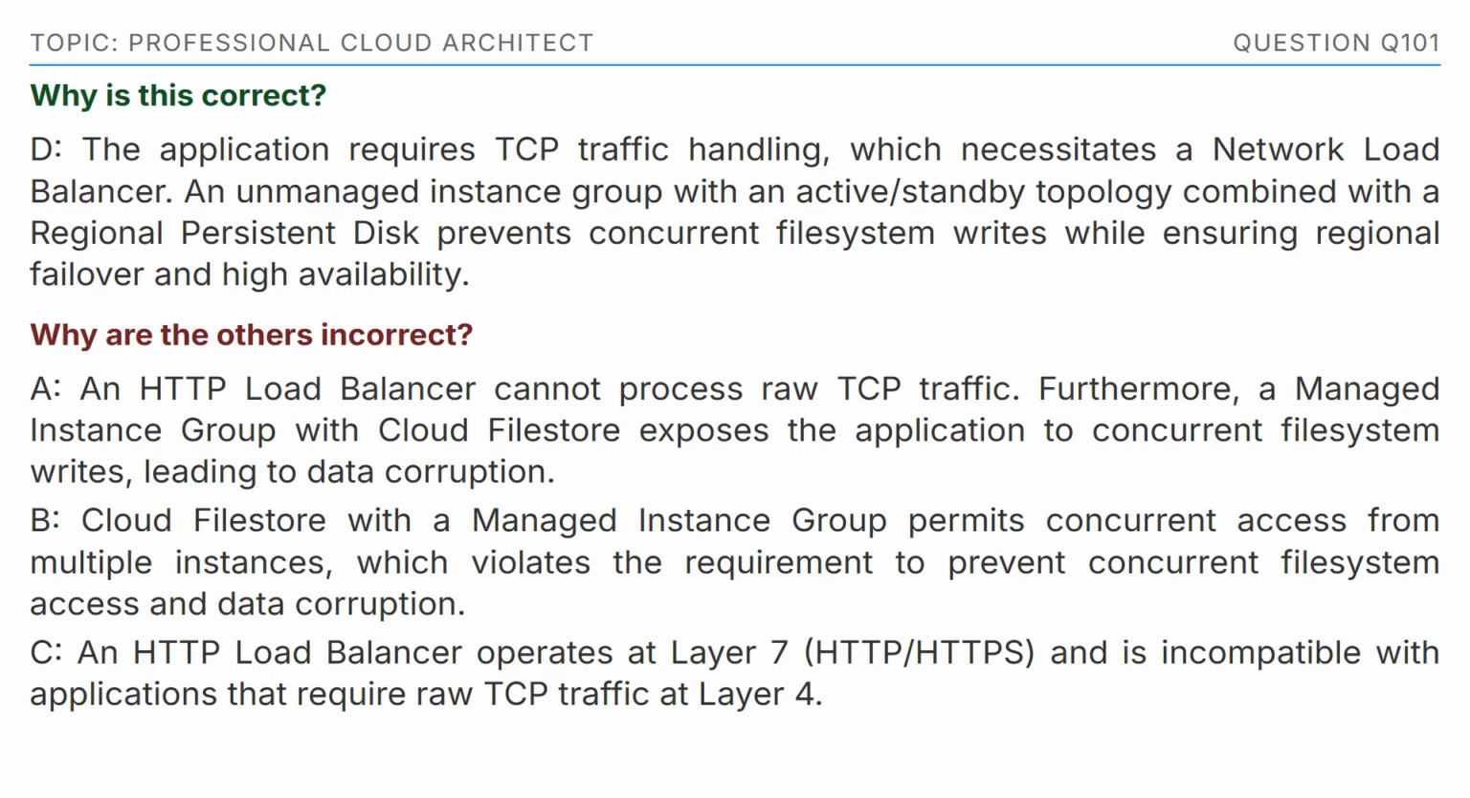Why are the others incorrect? A. An HTTP load balancer cannot process raw TCP traffic. Furthermore, a managed instance group with Cloud File Store exposes the application to concurrent file system writes, leading to data corruption. B. Cloud File Store with a managed instance group permits concurrent access from multiple instances, which violates the requirement to prevent concurrent file system access and data corruption. C. An HTTP load balancer operates at layer 7, HTTP/HTTPS, and is incompatible with applications that require raw TCP traffic at layer 4.